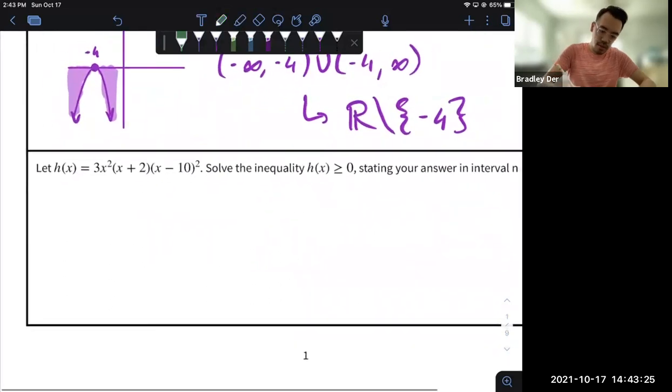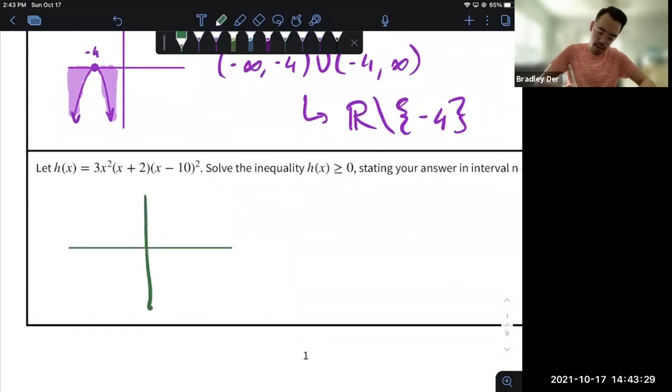All right, and I'll do the last one even quicker. Let me throw down some axes. There we go. I've got a root at 0 with a bounce, where x is equal to -2. I'll have an intercept that looks like a cross. And then when x is equal to 10, we will have a bounce.